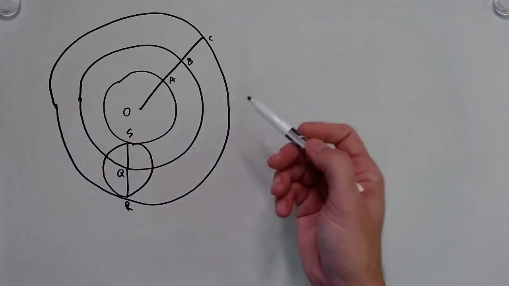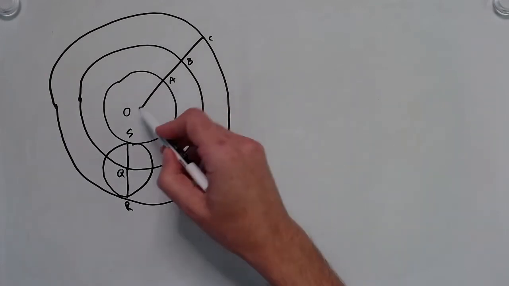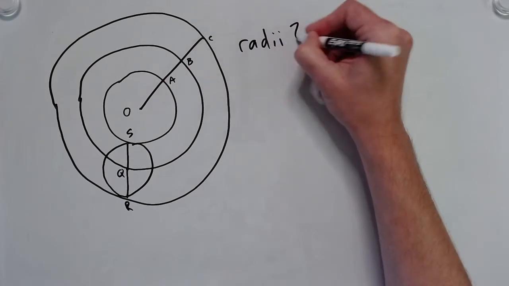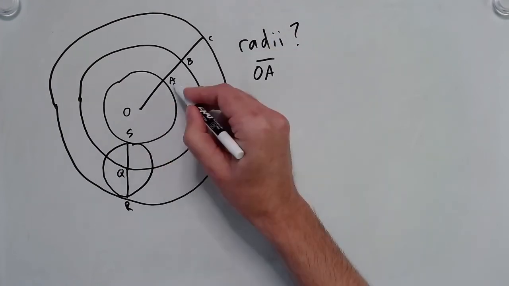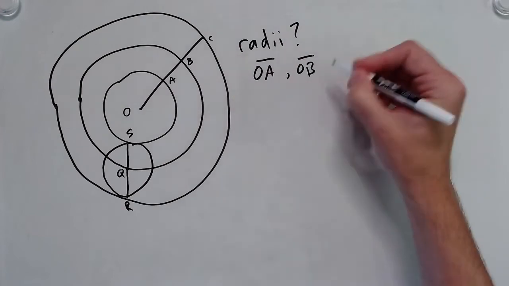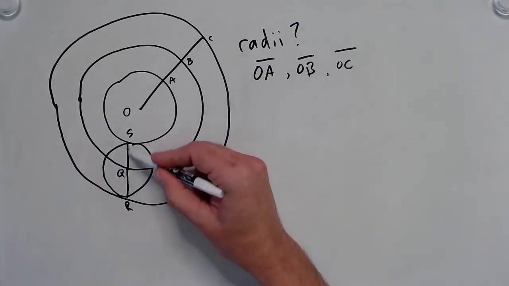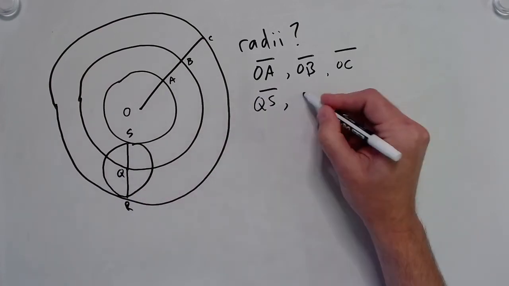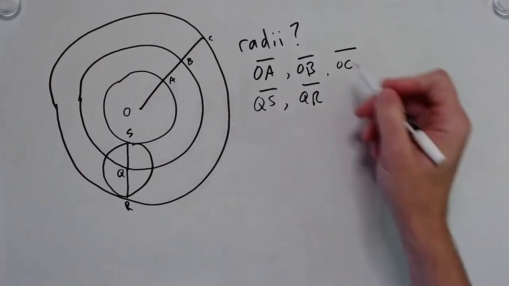Next, how many radii do we have? Now, radii being the plural of radius. So we have OA. Let's just write them all down. Radii, question mark. So OA, that's a radius here. OB is a radius. OC is a radius. QS, that's a radius of the smaller circle, and QR. So we have 5 radii drawn.